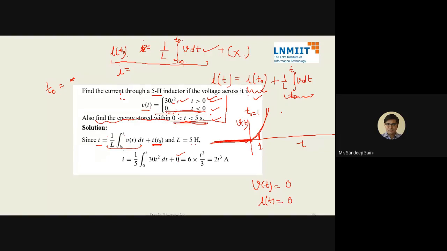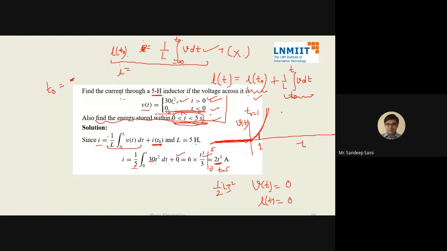And then I put 1 by L, that means 1 by 5, 30 t square dt. 30 will come out with 5, so 6 into 1 by 3 t cube, and integration from 0 to 5, because we are asking from 0 to 5. When I do these calculations, I get basically this. And in this, if I put t equal to 5, then I will get the energy accordingly, 1 by 2 L i square. Is that fine?